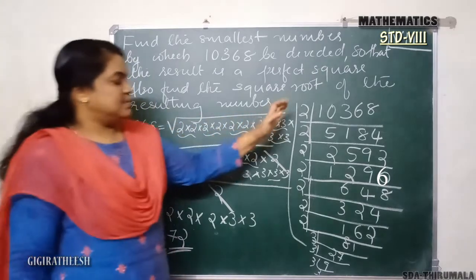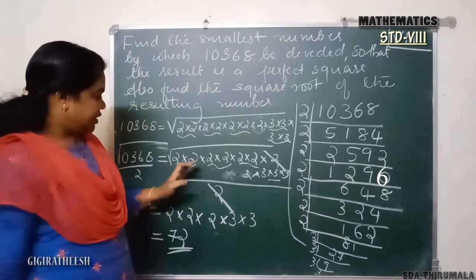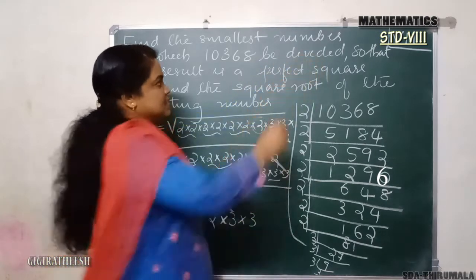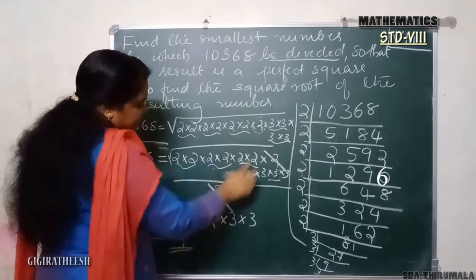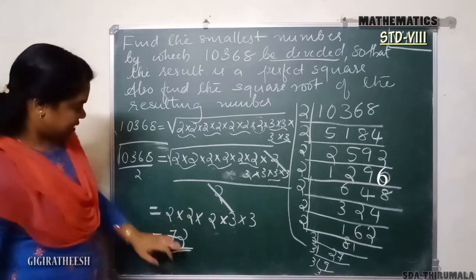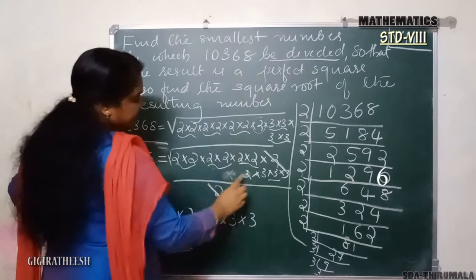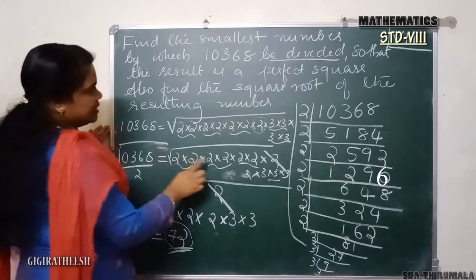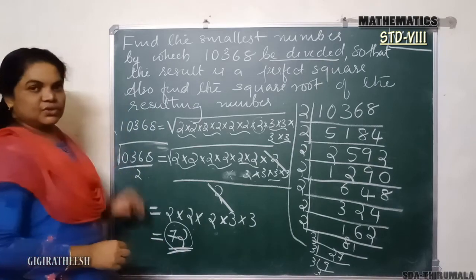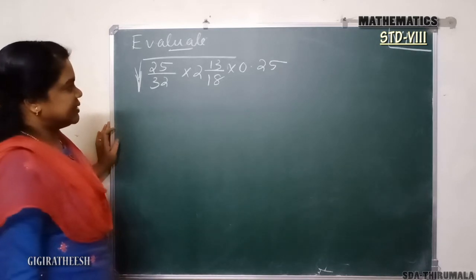First you divide it with the prime factorization method. Here we get seven 2s. While grouping, there is a 2 left. So we divide the 2 with a 2, and cancelling these 2s, we get 2 into 2 into 2. By dividing with the 2, we get the perfect square 72. This is the square root of the resulting number, that is equal to 72.